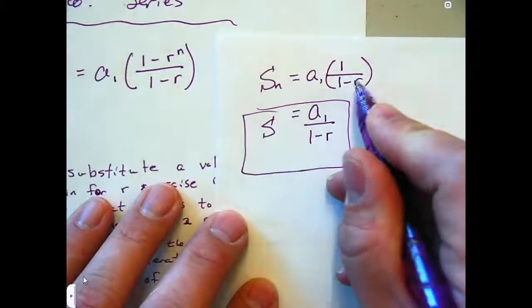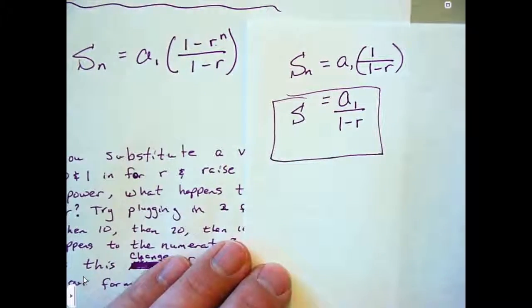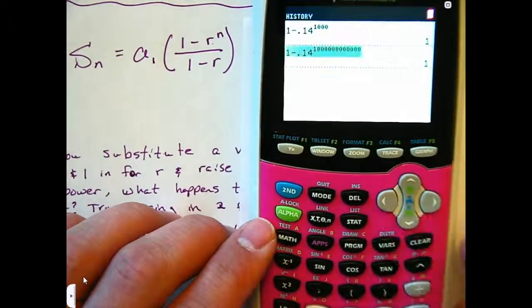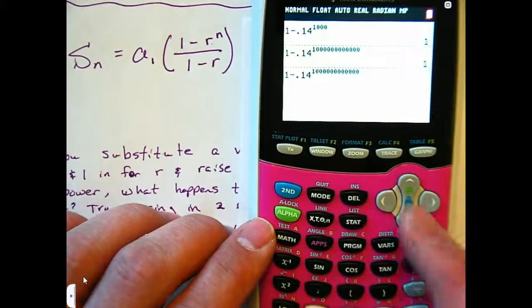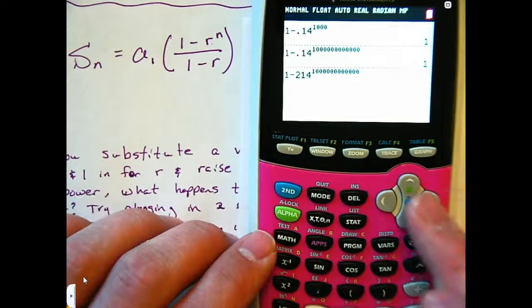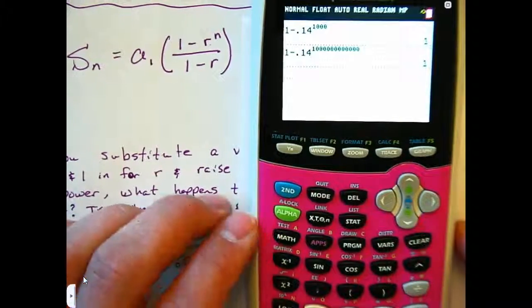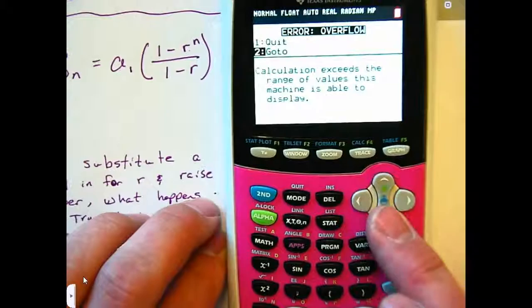Now that was when we put some rules on it. r had to be between 0 and 1. It'll work from negative 1 to 1. What if I changed r? Like if I said r is greater than 1, let's make it 2. Okay? Overflow error, that's never a good thing.